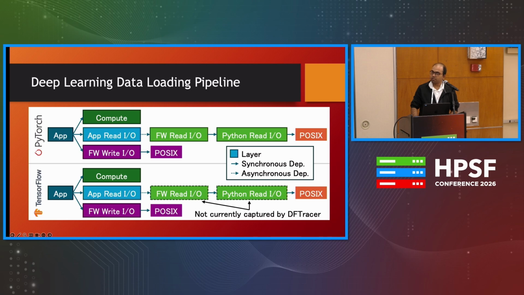I use this slide just to set the background right of how typical deep learning training works from an application perspective. Let's see if I can get a pointer here. Can you see the pointer on the screen?